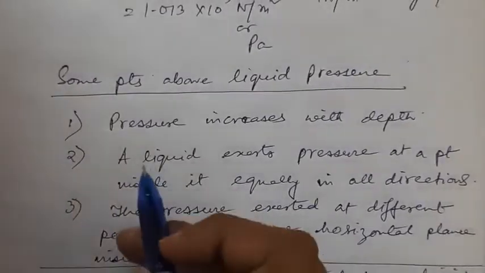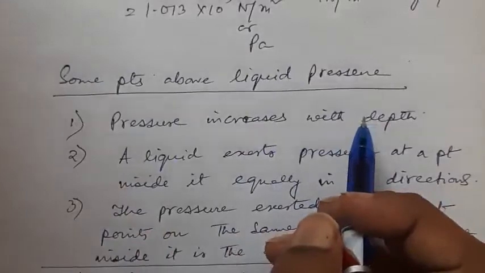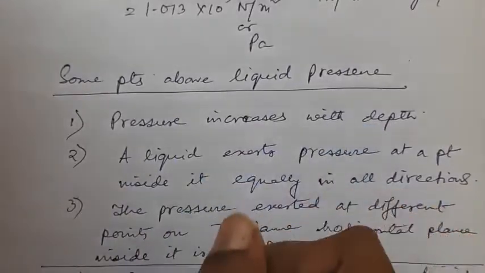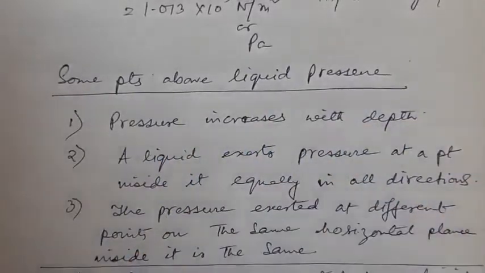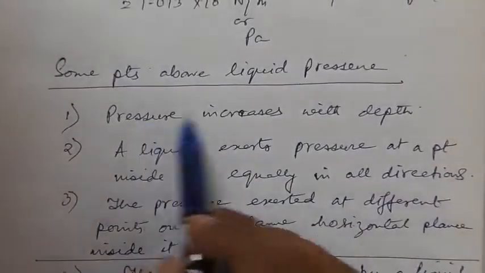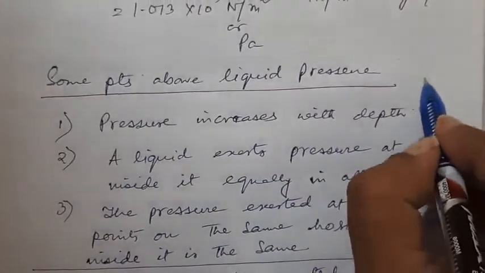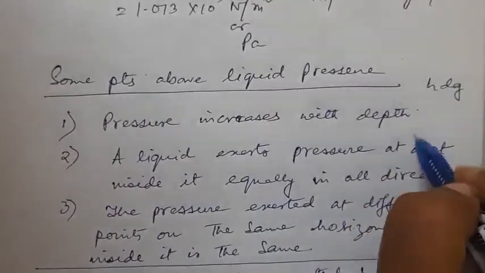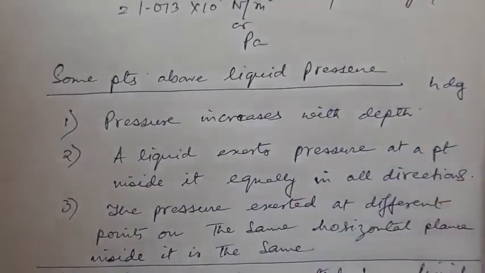Now here are some points about the liquid pressure. You all know about these points. You studied in class 10 or 9. I have jotted some points here. Number 1 is pressure increases with depth. That means the formula was h d g. As h increases, that means the depth increases, the pressure increases.